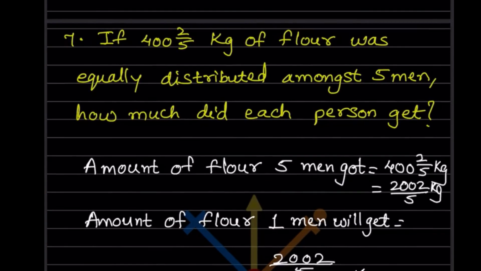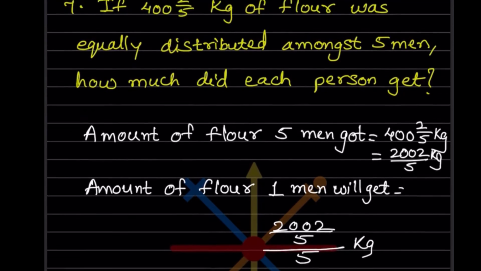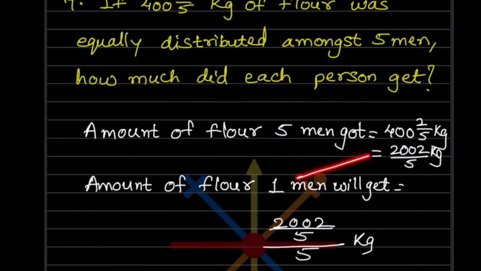Here they said if 400 2 by 5 kilogram of flour was equally distributed amongst 5 men, how much did each person get? So the amount of flour 5 men got is given as 400 2 by 5. So this is going to be 2000 plus 2, 2002 divided by 5 kilograms. So the amount of flour that 1 man will get, what we are going to do is cross multiply.